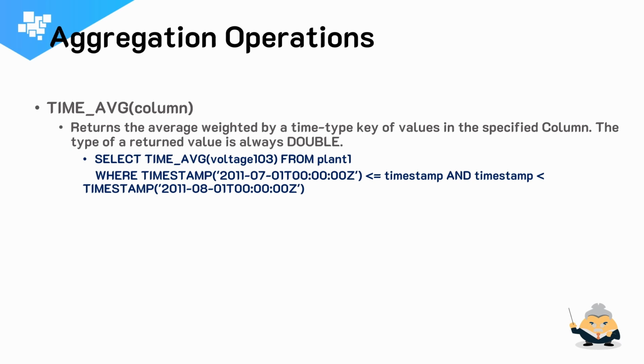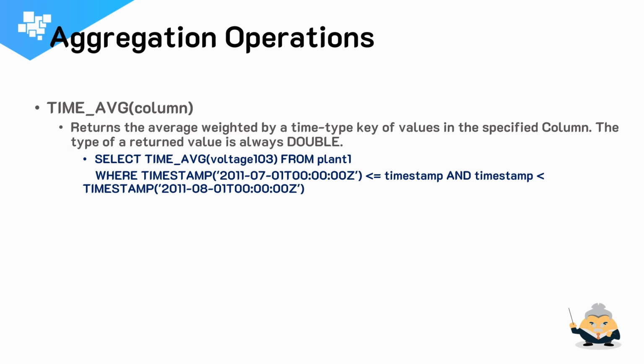So here's an example. Let's say we want to find the average voltage from plant 1 in the month of July 2011. You would write your query like you see here at the bottom. Select time average, and then you put the column name, voltage 103 from plant 1, and then you just select the timestamps you want to query against, and that's just the month of July, July 1st through to August 1st. It'll give you the weighted average of voltage 103 in that time span.